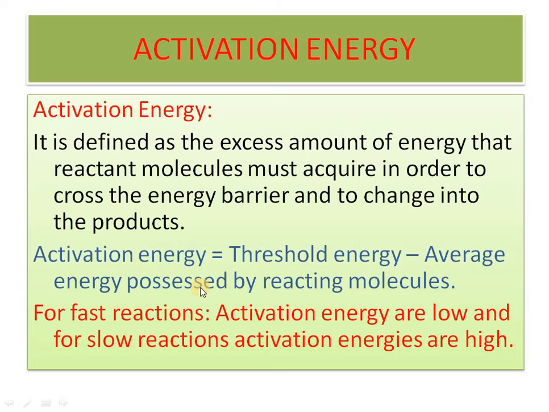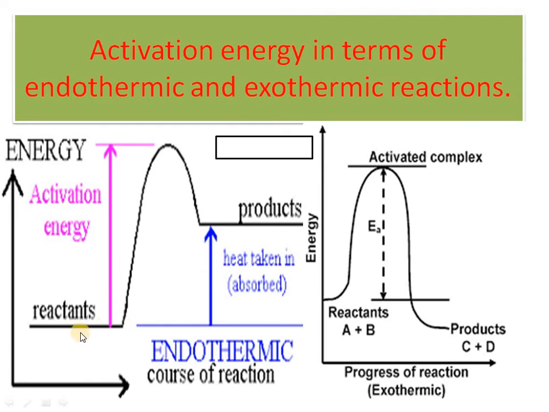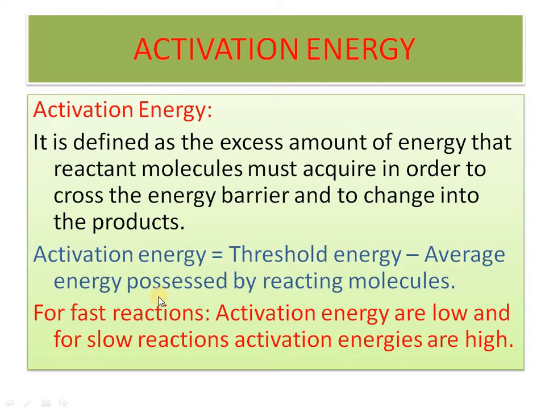Activation energy is threshold minus average energy. As I told you already, if you take from the ground 0 to the topmost, that is called threshold, and this is called the average energy of the reactant. Total minus this gives the activation energy. This is the meaning of that statement: threshold energy minus average energy possessed by the reactant molecules gives activation energy. If the reaction is very fast, the activation energy will be low, and if reactions are slow, the activation energy is high. For slow reactions we need to give more temperature to increase their energy, and therefore the activation energy will be more.